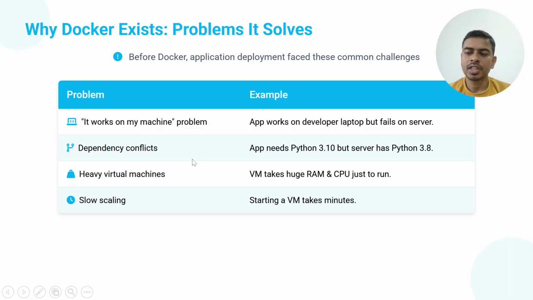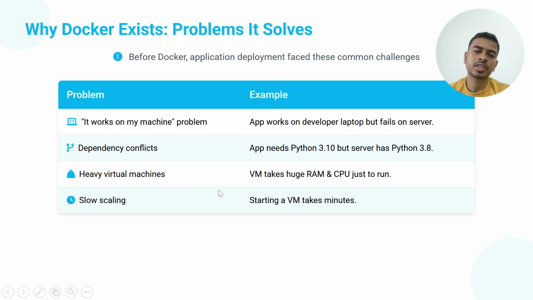Second is the dependency conflict. The server has Python 3.8 and you need Python 3.10. This dependency problem will not come up, because if you run a container with Docker, it will use 3.10 and the server can be left with 3.8.